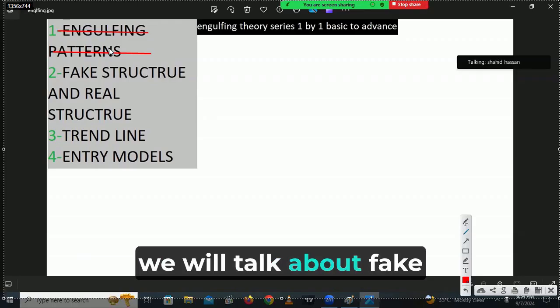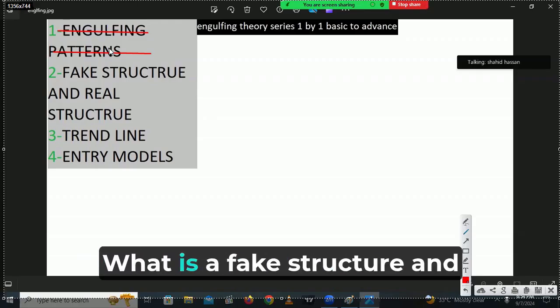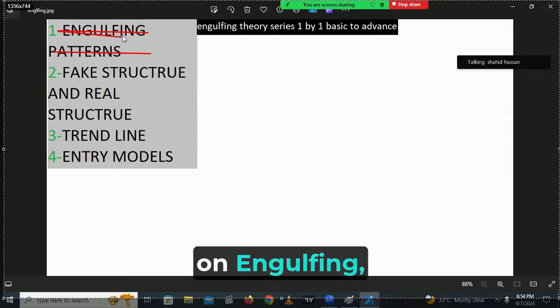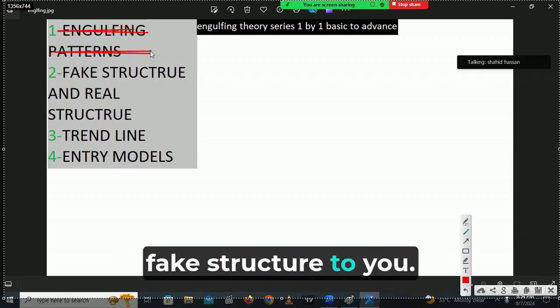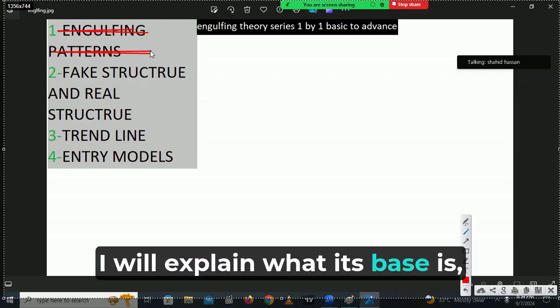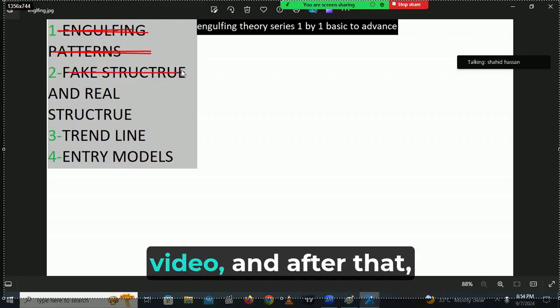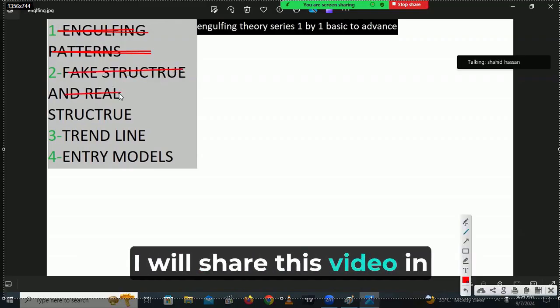Today we will talk about fake structure and real structure. What is a fake structure and what is a real structure? First, like we did a basic class on engulfing, I will explain the basics of fake structure to you. I will explain what its base is, how we will consider it real or fake. So you have watched the previous video, and after that I will share this video in the group.